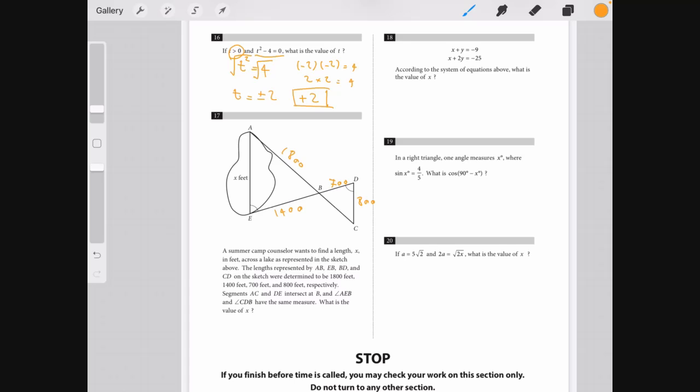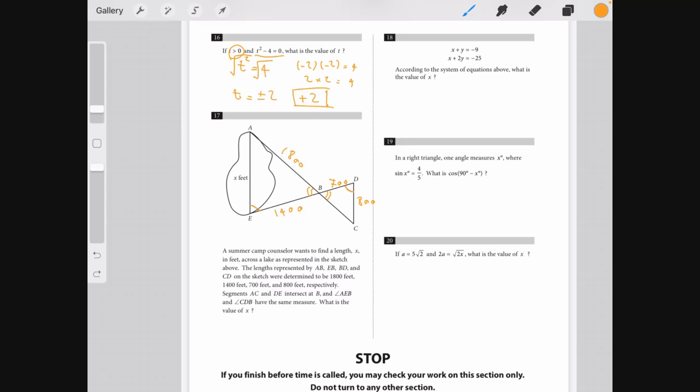All right. Segments AC and DE intersect at B, and angles AEB and CDB have the same measure. So these and these have the same measure. What is the value of x? In these two triangles, we also know this angle and this angle are the same, because when two lines intersect, these angles become equal. So these measures are the same. Now we basically have similar triangles.